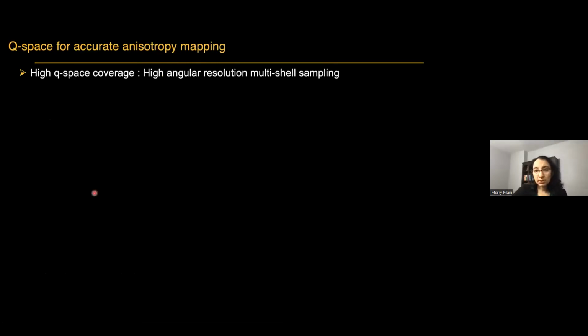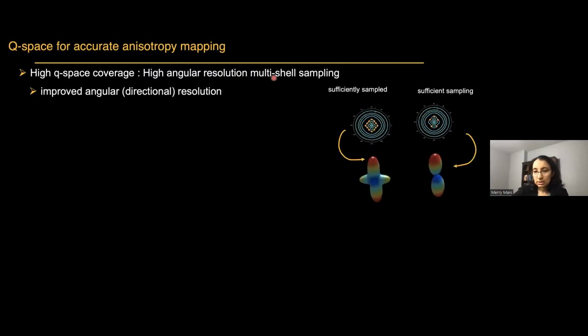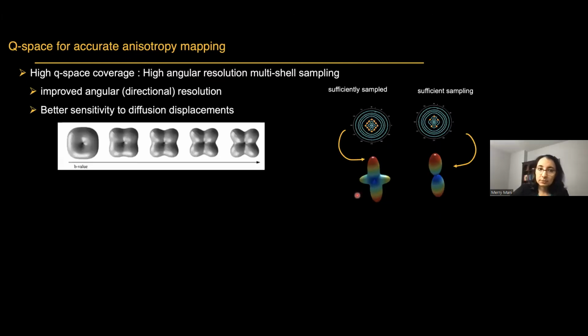The second complementary space that we need high resolution in is the Q space, which is the space that characterizes the anisotropy present in our measurements. High Q space coverage would mean you need high angular resolution and multi-shell sampling, which is illustrated in this cartoon here. This cartoon shows that if you have fewer angular samples, then you risk mischaracterizing the anisotropy, and then all your analysis will be affected by that wrong information.